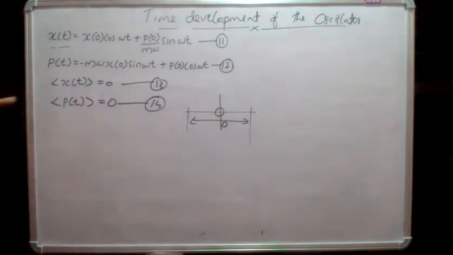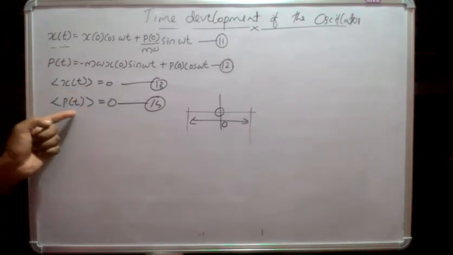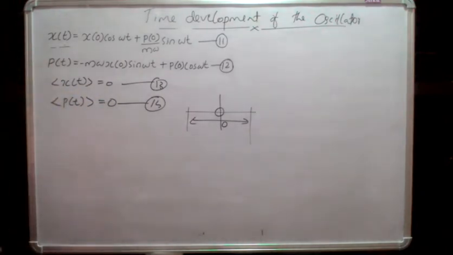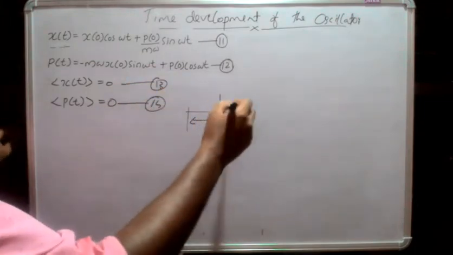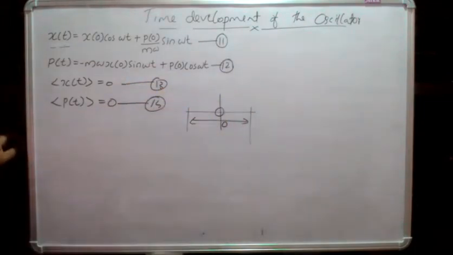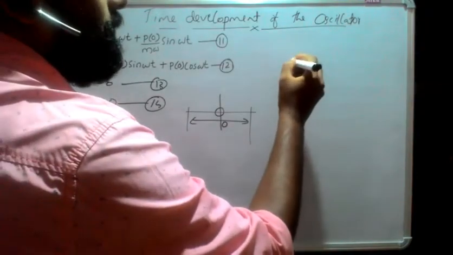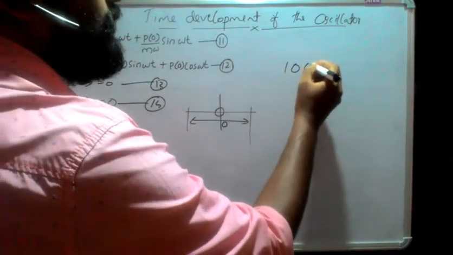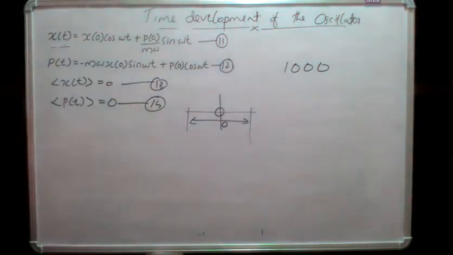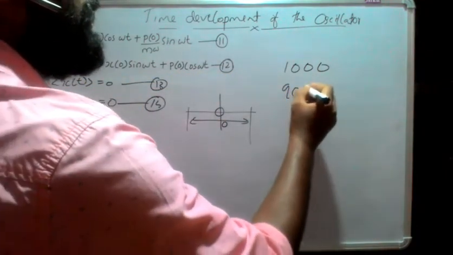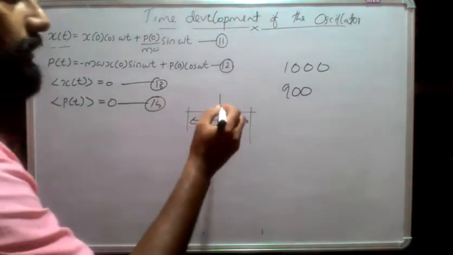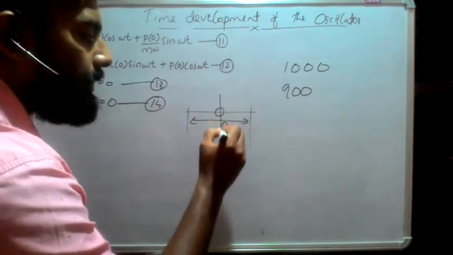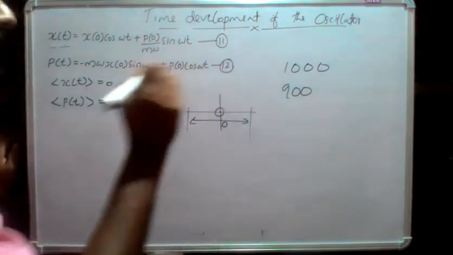Next, the expectation value as a function of time. Expectation value is independent of time. Expectation value of position is independent of time. Expectation value of momentum is independent of time. What does this actually mean? If this particle is oscillating, and I measure the position of this particle almost 1000 times, out of these, around 900 times I found that the position of the particle is at the origin, or at this mean position.